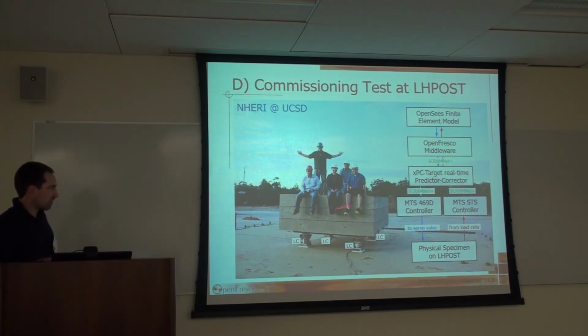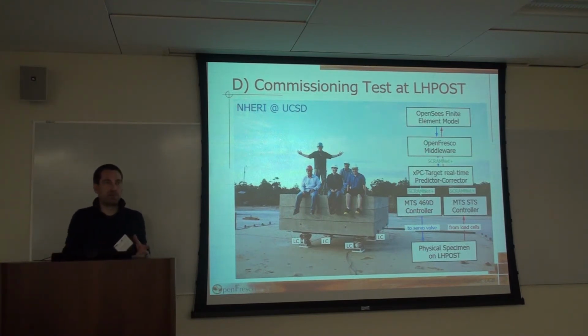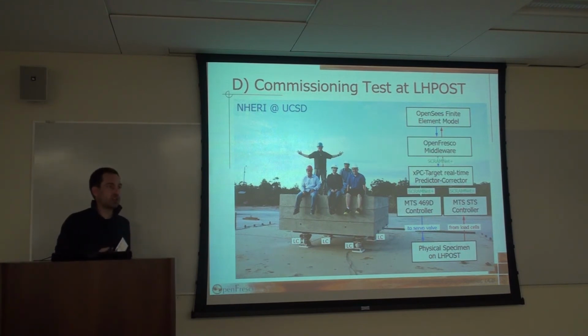And so we repeated these experiments, and the setup looked the same. We had the OpenSees finite element model on top, and the OpenFresco middleware. There they don't have ScramNet GT, they have the older version, ScramNet, on their controller, so we were using that. And then we had a real-time predictor corrector in the middle. And then finally down here again we have the MTS 469D controller. One thing we had to do differently is that we actually got our MTS 469D controller from MTS on purpose with extra conditioners on it, so that we can feed all our load cell channels, all these measurements, through the controller.